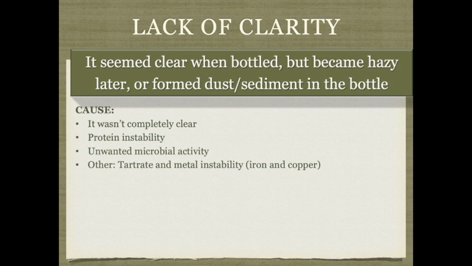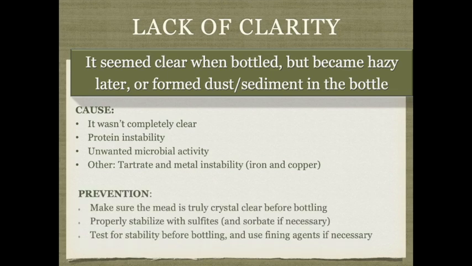Perhaps there's microbial activity, a bacteria, lactic acid bacteria that started working in the bottle later. Maybe the sulfite levels were too low. And then much less common causes, tartrate and metal instability. I used to think that these were so rare that they never happened in mead, but I've since come to learn that they can happen, so never say never, as the saying goes. But these are more obscure and much less likely in mead as compared to wine.